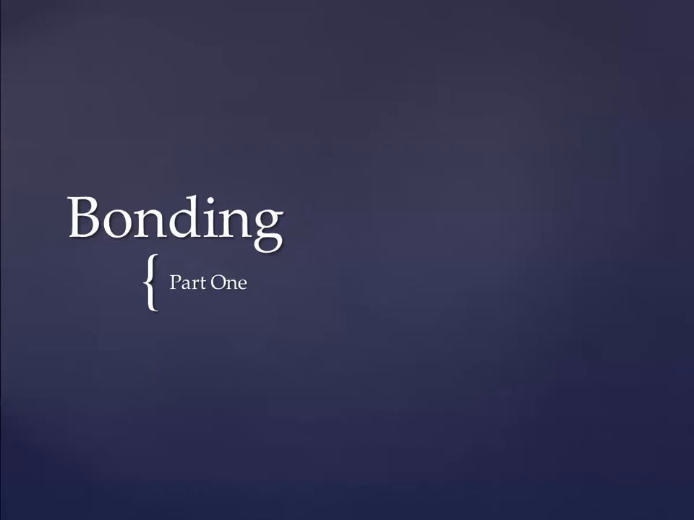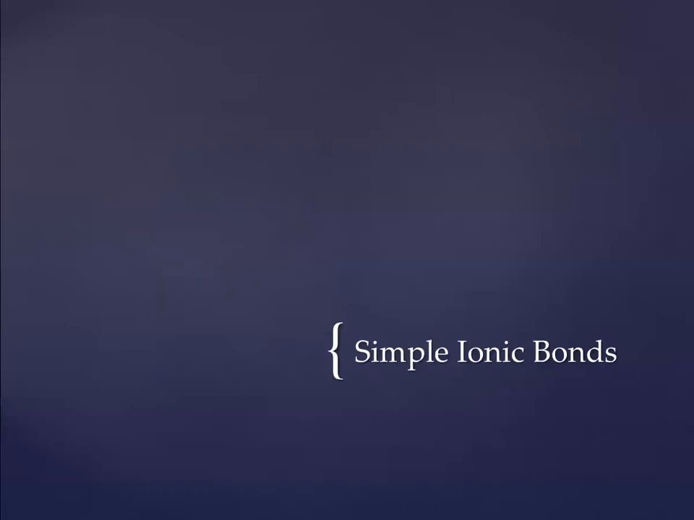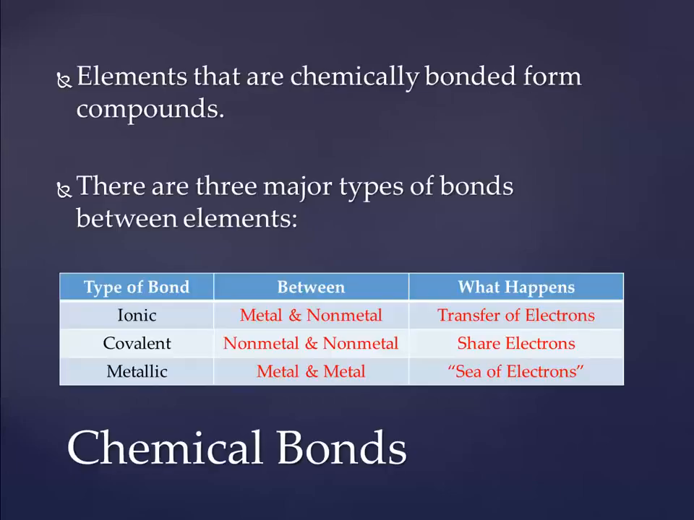Today we're going to be talking about bonding, and more specifically we're going to be talking about simple ionic bonds and forming binary compounds. Binary compounds are compounds that are made of two elements. So what is a chemical bond anyway?